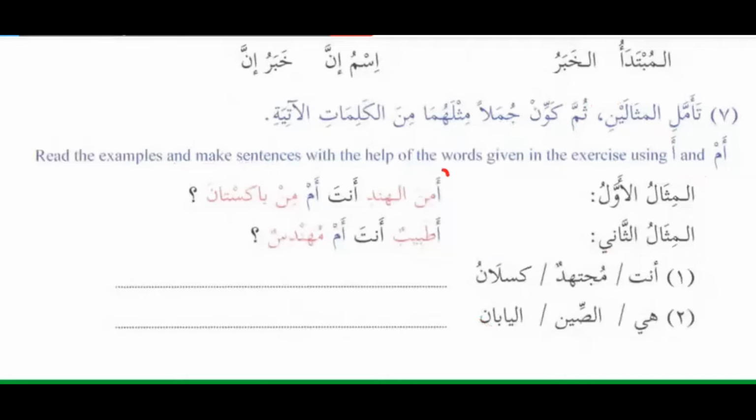Here it's given a and... So what is the rule regarding a and... like here it's mentioned, al-misalul awwalu, then al-misalul thani. Al-misalul awwal, the first example: amin al-hindi anta amin Pakistan. Are you from India or from Pakistan? Atabibun anta am muhandisun. Are you a doctor or engineer?